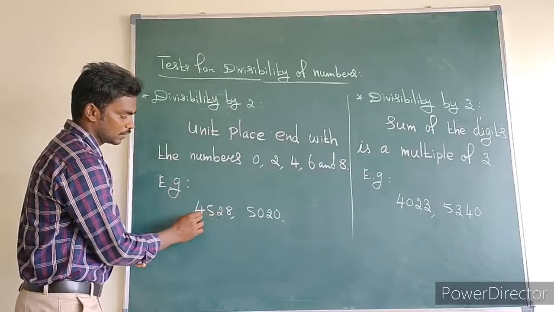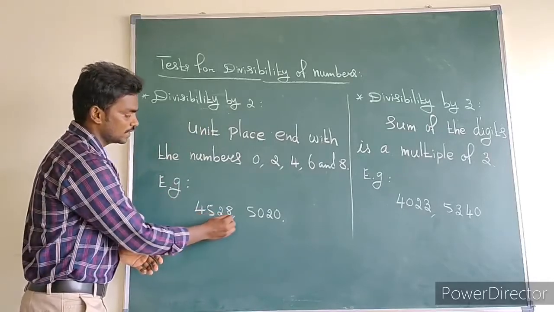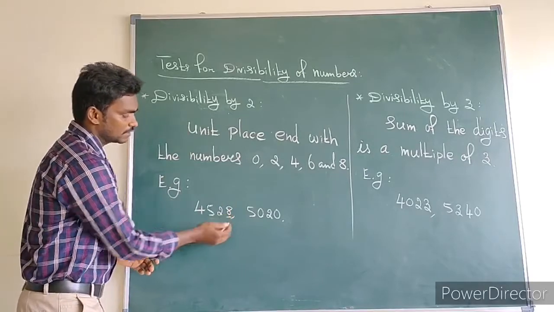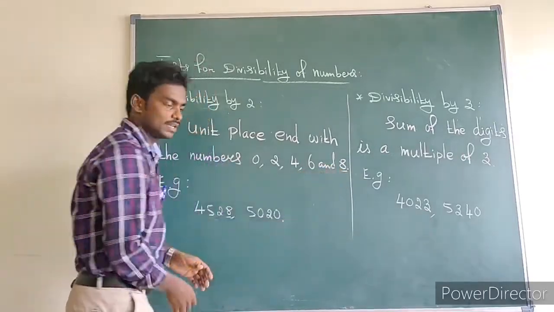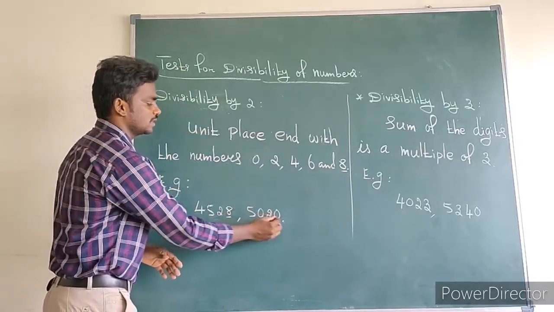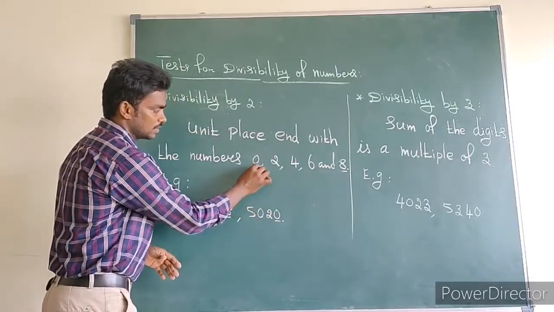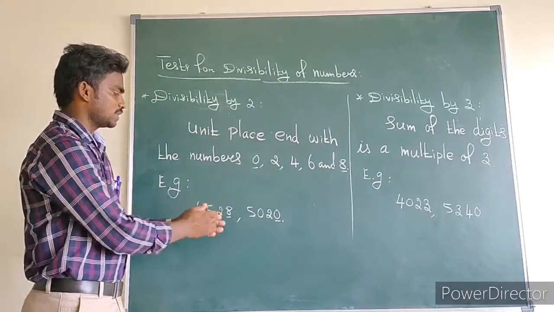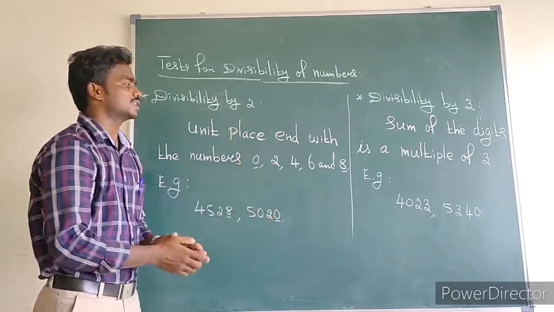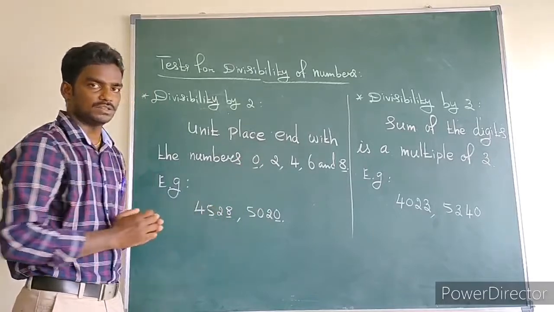So consider the number 4528. What is the unit digit of this number? The unit digit means the ones place. So the unit digit is 8. So this number ends with 8. What is the next number? 5020. In 5020 the unit digit is 0. So if the number's last digit, that means the unit place, is either 0, 2, 4, 6 or 8, this number is divisible by 2.